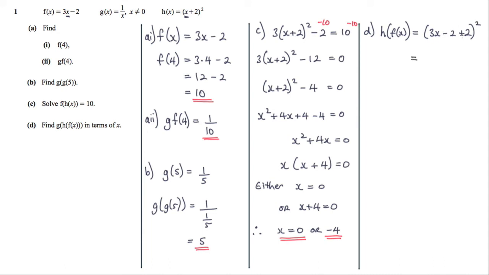Obviously the minus 2 and the plus 2 here will cancel. So I've got 3x all squared, which is 9x squared. Now that I have to put into g of x. So g of h of f of x. And hopefully I have enough brackets there. Yes, I do. Is equal to, well, g of x is 1 over x, but we know that that is now 9x squared. So that is 1 over 9x squared.